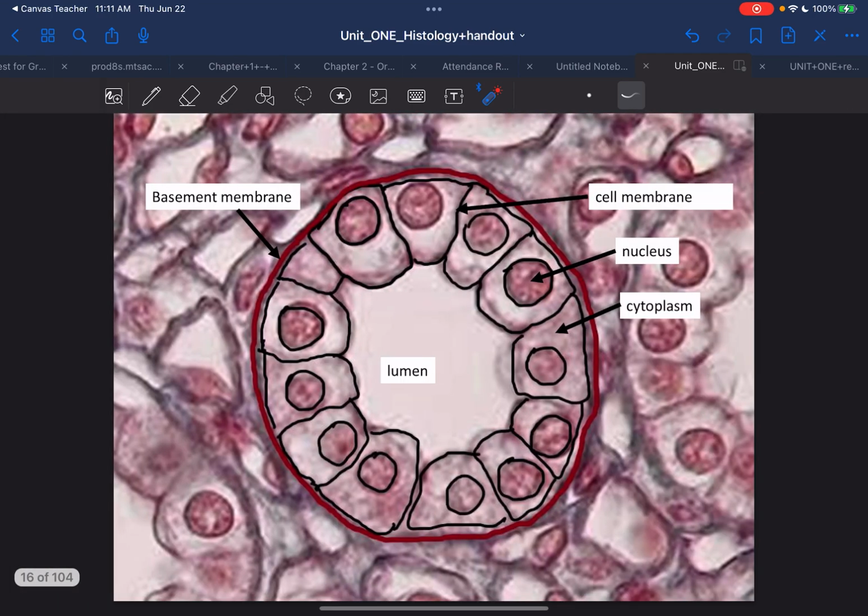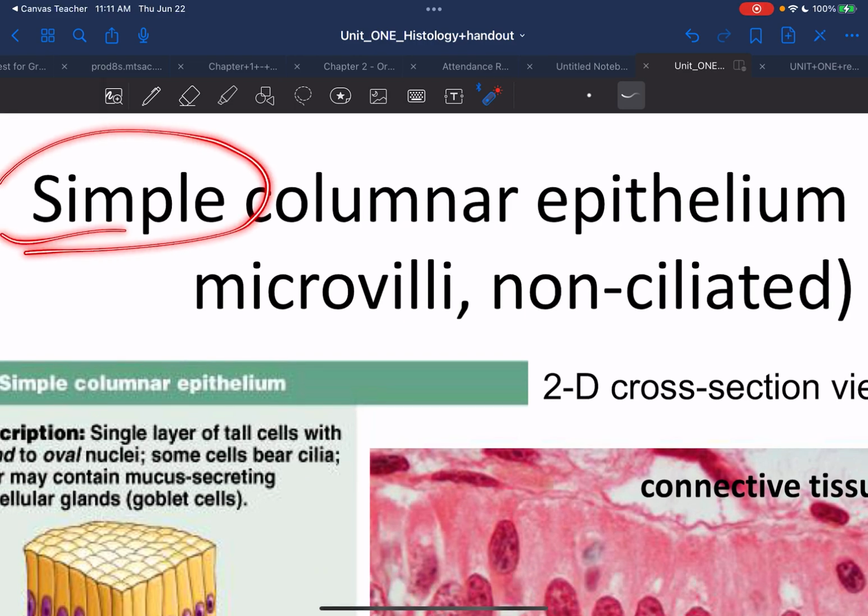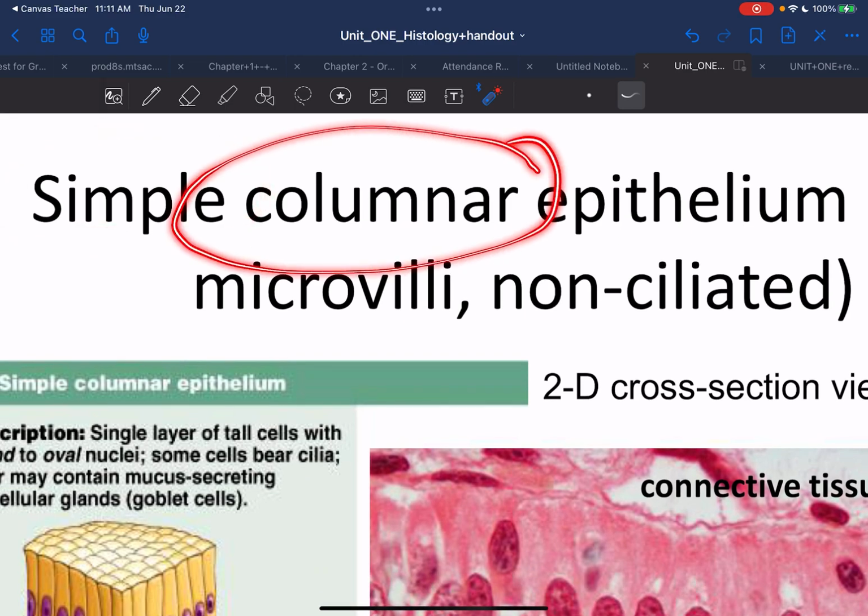And then the next one. You don't have to keep flipping pages. I'm just trying to drive a point here. And so here, simple columnar. Now we expect a single layer of cells, but now we expect the rectangular cells.